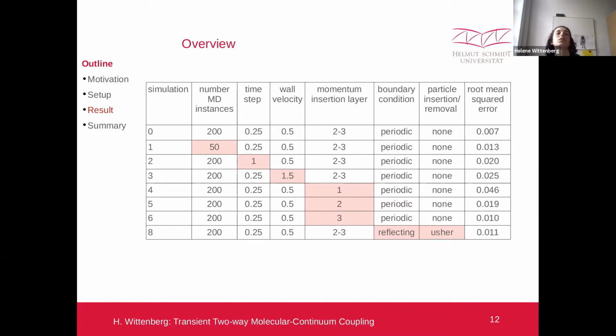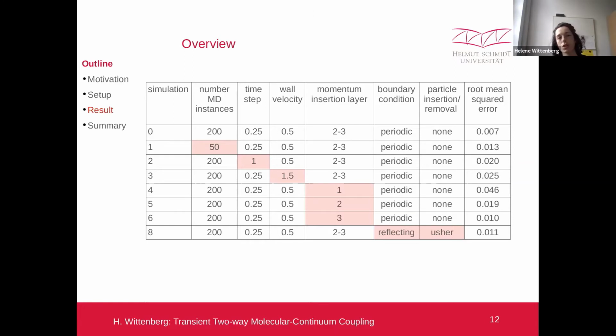The time step is 2.5. I use a wall velocity of 0.5. For momentum insertion, the second and third cell layer is used. That's the 2 layers closest to the molecular dynamics domain. The boundary condition is periodic. There's no particle insertion or removal, and the root mean squared error is quite low, as I would say.